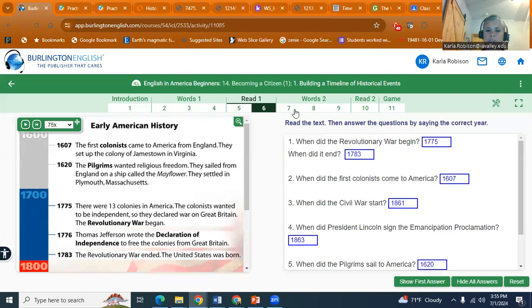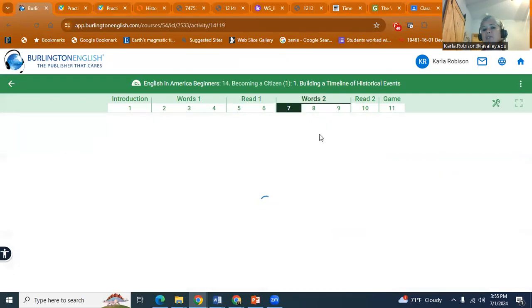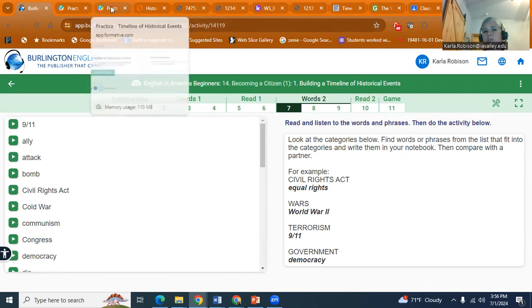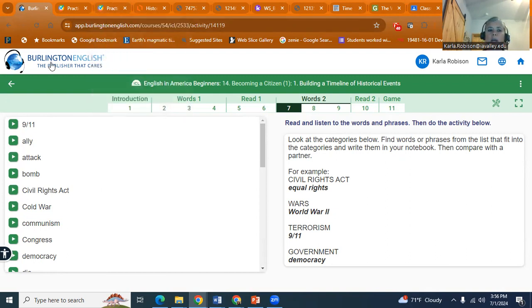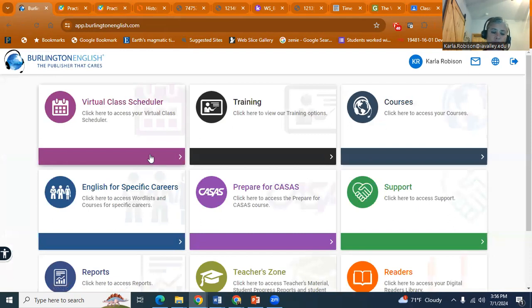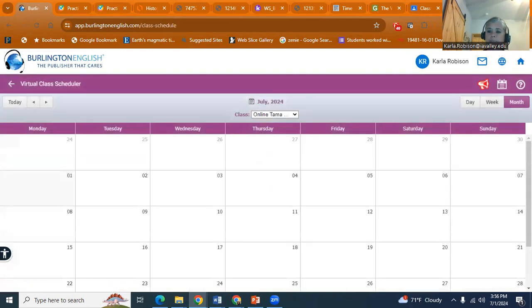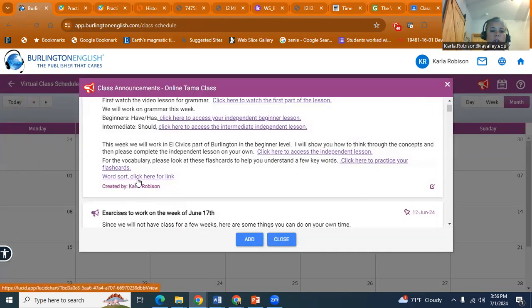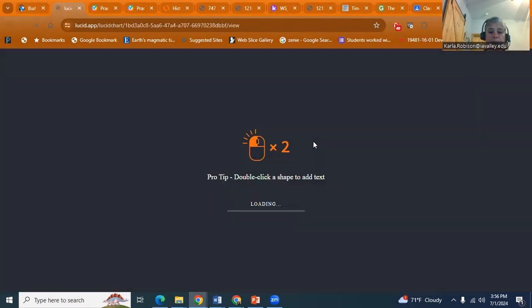Okay. All right. So the second set of vocabulary words has us doing a word sort. Generally I have you write sentences or we just do a document together, but this one you get to do on your own. So you're going to go back to your Burlington English into your virtual class scheduler on your red megaphone, where it says word sort, click here. Go ahead and click. It might take a minute to load.